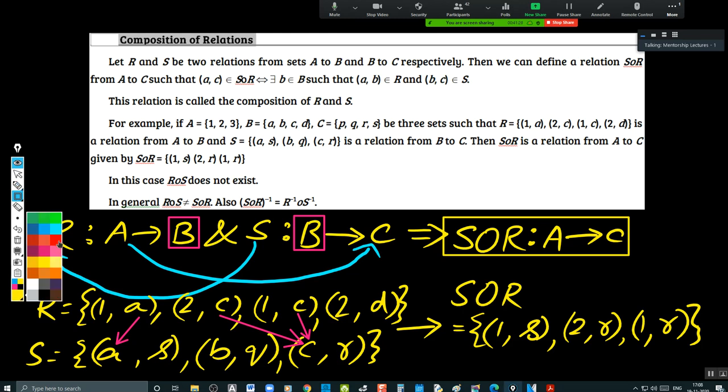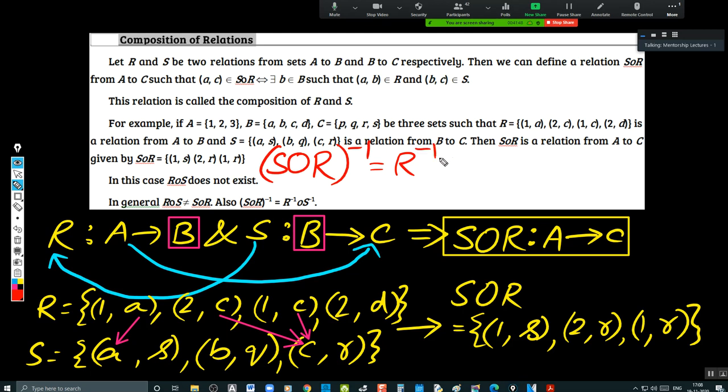Now, let us continue for the inverse. Inverse means what? (S circle R) whole inverse. That is the inverse of this. You have to split it always from the right side. In further topics also you'll get the same. Always when you are splitting a bracket for inverse, transpose and all this, you have to split it from the right side. Reason you'll understand. R inverse circle S inverse.